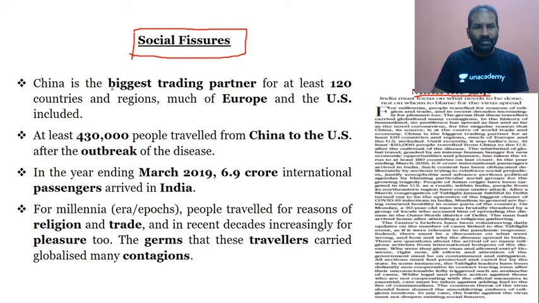Now we will look at the main reason why, because China is the biggest trading partner. We will look into the reasons why it has spread so virulently, comparing this SARS-CoV-2 with previous viruses. As I mentioned, Ebola, Nipah virus, H1N1, bird flu, even HIV, none of them spread as virulently as SARS-CoV-2 has.